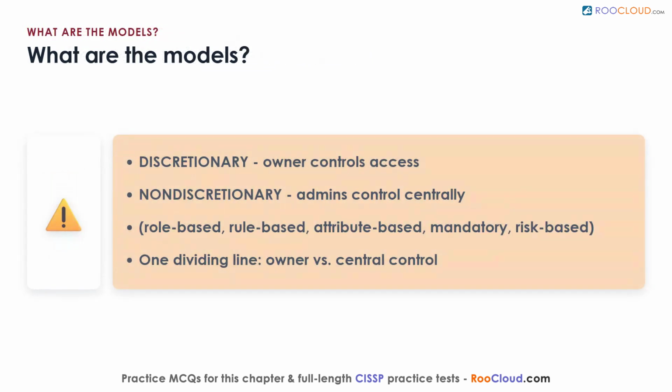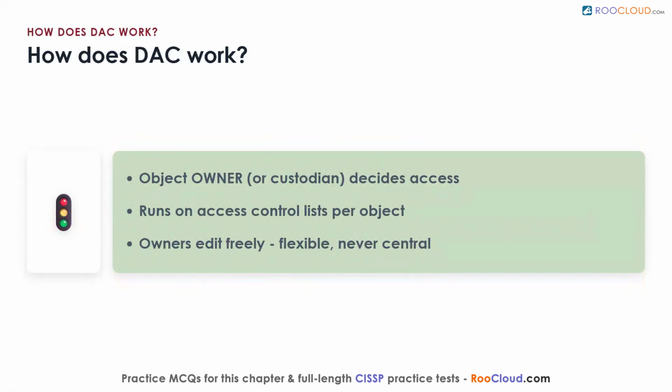So what are the access control models we build on top of all this? There is one discretionary model and a family of non-discretionary ones. In discretionary access control, every object has an owner, and that owner personally decides who else gets in. Everything else, role-based, rule-based, attribute-based, mandatory, and risk-based, is non-discretionary, meaning administrators manage it centrally for the whole environment. Keep that single dividing line in mind: owner-controlled versus centrally controlled.